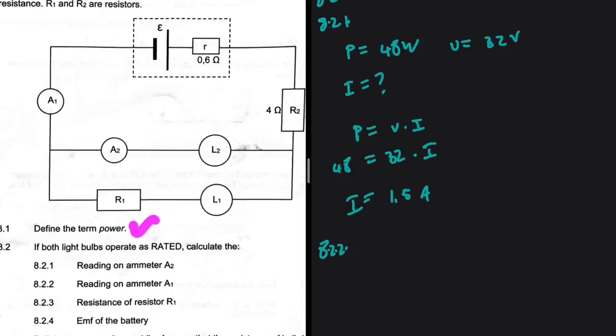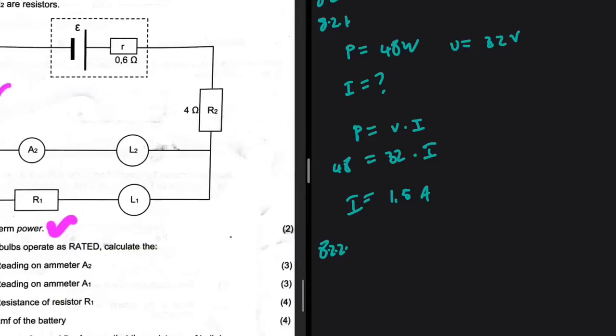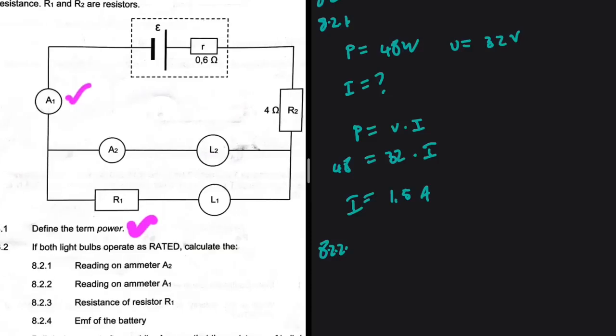8.2.2, we want the reading on A1, right? So we need to understand the current that A1 reads. The current that A1 reads is the total current, right? So A1, essentially, we are looking for IT. But take a look at this.